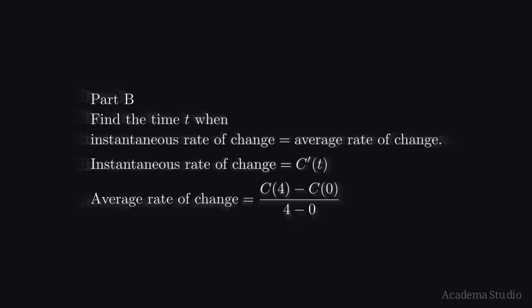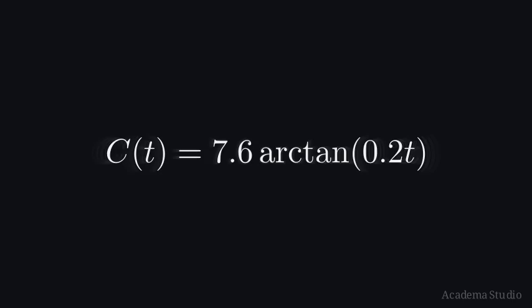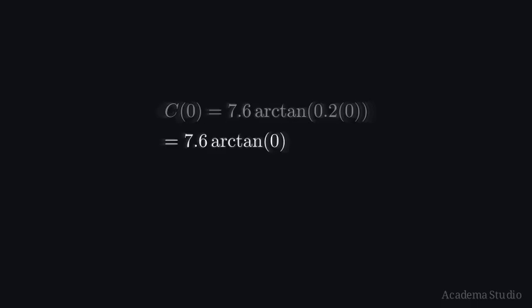The average rate over the interval is C(4) minus C(0) over 4 minus 0. We first calculate C(0) and C(4). Since arctan of 0 equals 0, we get C(0) equals 0. Using a calculator in radian mode, C(4) is approximately 5.12831. So the average rate of change is approximately 1.282008 acres per week. Follow the calculation line by line.